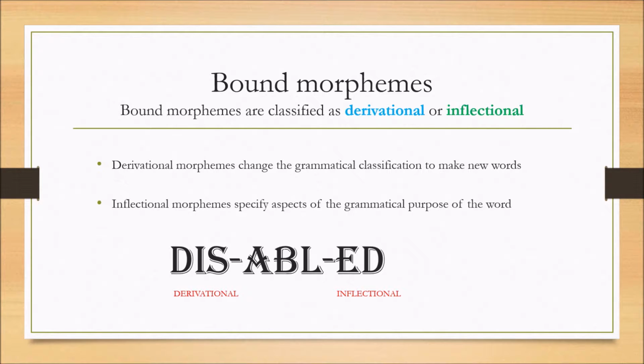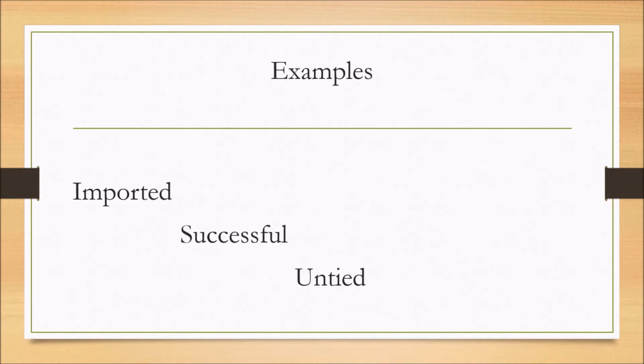It is important to know that inflectional morphemes change the grammatical purpose by making a word either plural, possessive, past tense, comparative, or others. Inflectional morphemes must be a suffix, no exceptions. So here are some examples.